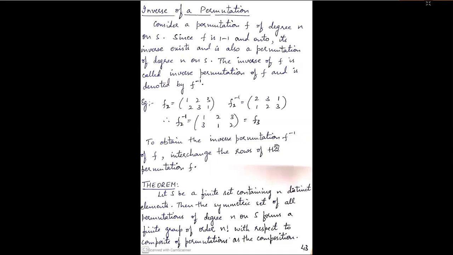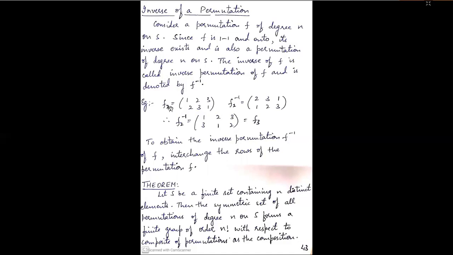Next, we look at what is an inverse of a permutation. Since F is a permutation and it is 1-1 and onto, therefore its inverse definitely exists. That is a condition for an inverse to exist. The function has to be both 1-1 as well as onto. And since the inverse exists, to find the inverse, what we do is we interchange the rows of the permutation.